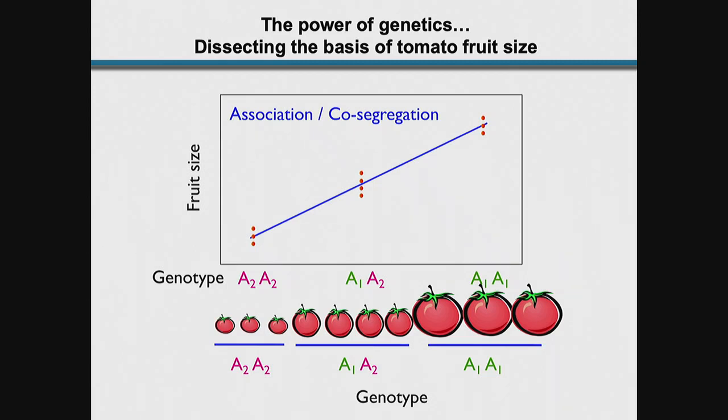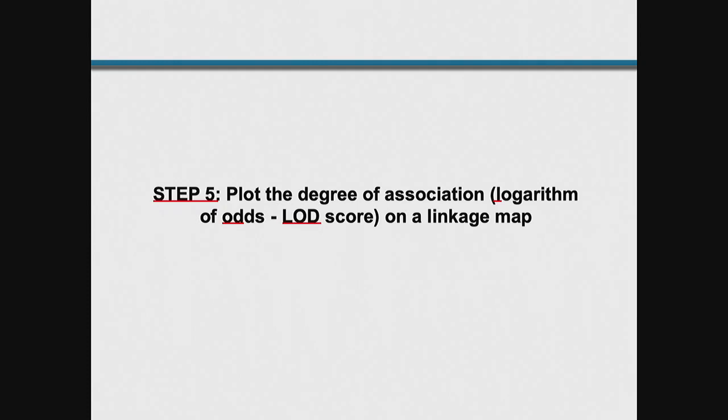So fortunately, there are statistical methods that can help us. And one of those that is in common use for exactly this kind of problem is a calculation of the logarithm of odds, or LOD score. This was developed to address this issue. Is there a statistical association between a marker and a trait of interest, a putative QTL, okay?